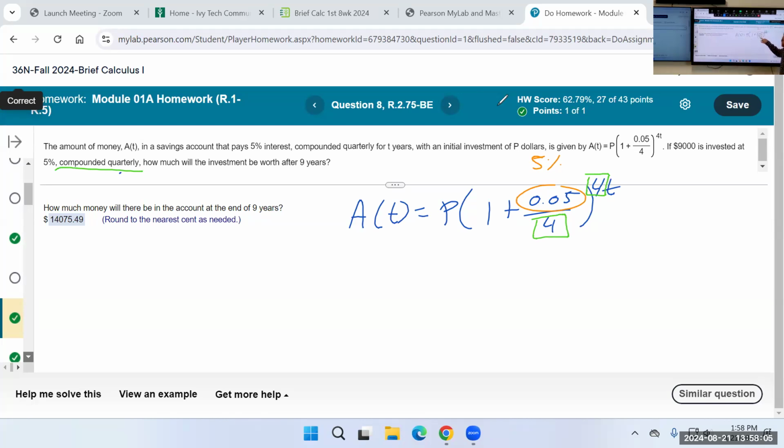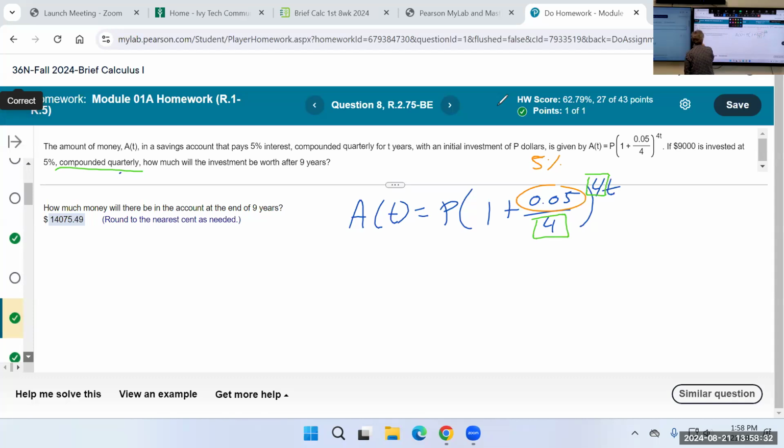So the rate is divided by the amount of times it's compounded. And then up here, it's 4 times the amount of years that it is invested. So that is the same 4. But if it's done over 10 years, then it was compounded 4 times 10, 40 times. It's compounded 40 times. So that's where it comes from.